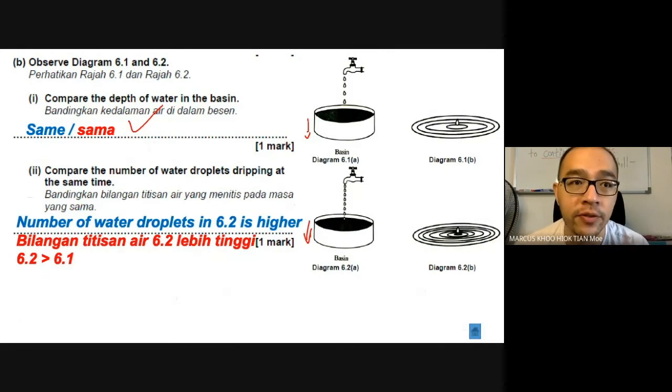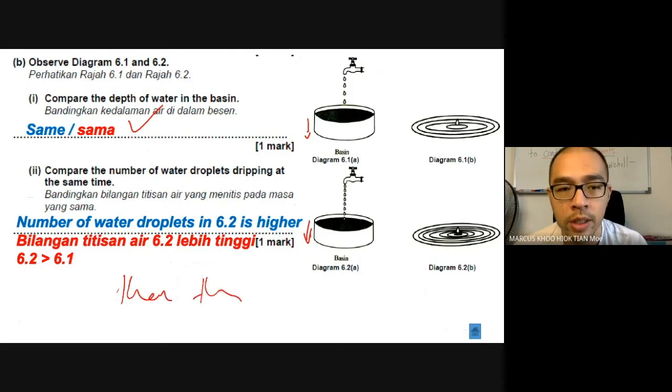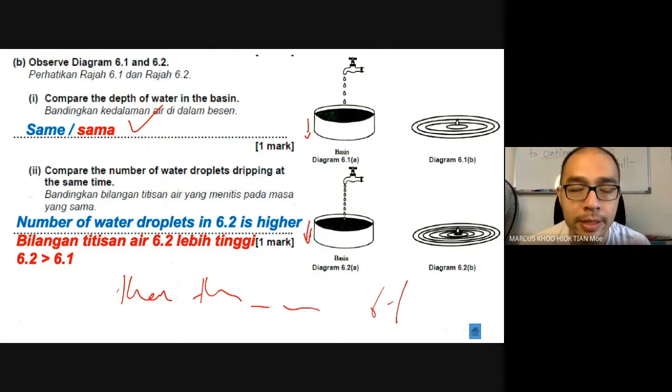Don't forget, if this is exam, please write in full sentences. The number of water droplets in diagram 6.2 is higher than the number of water droplets in 6.1. But since it's just tutorial purposes, it's okay to write the short form. But for exam, remember, I emphasize writing in full sentence for comparing. And there are reasons why I do this. If you want to know, I will explain to you next year, when you're in Form 5.